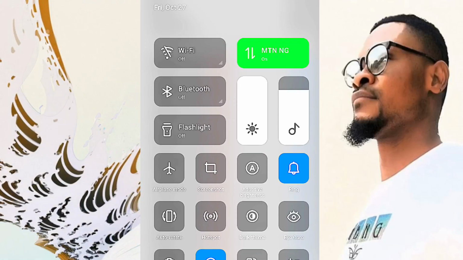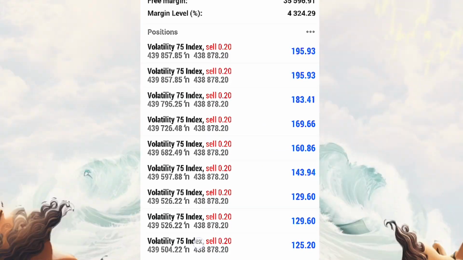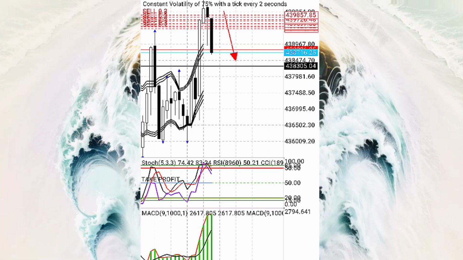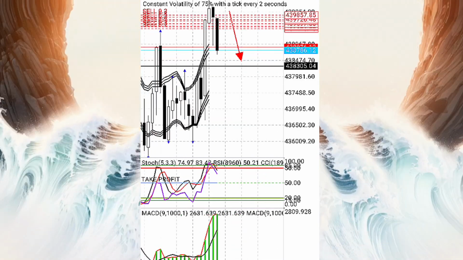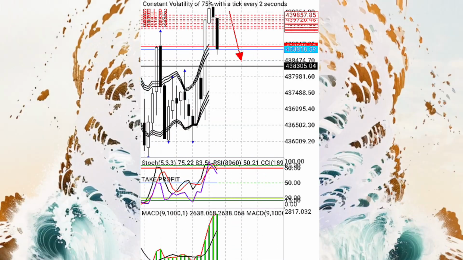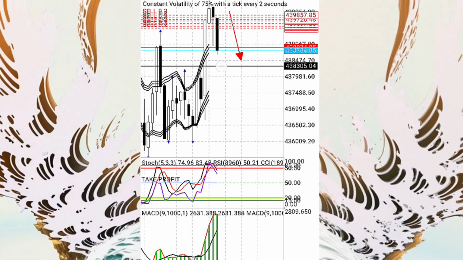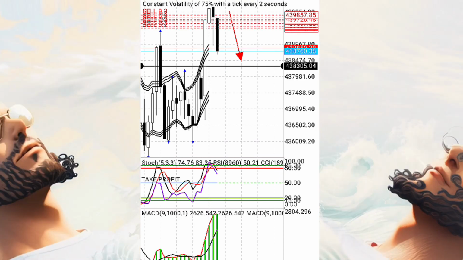Maximum profit, too much money. I'm using the signal from Signal Pro Money Indicator. This is the Signal Pro Money Indicator.